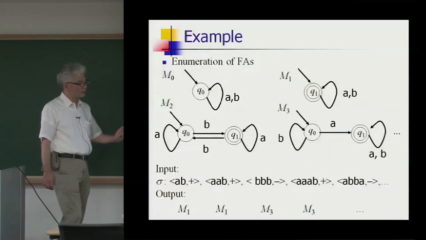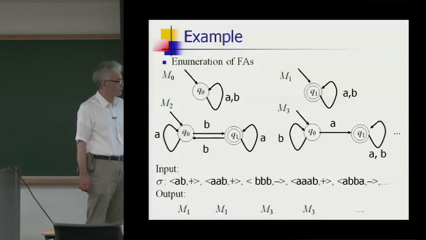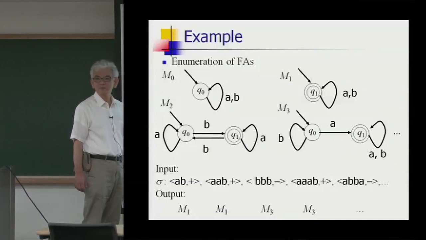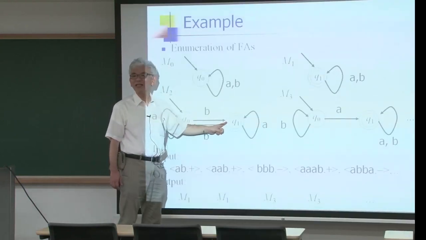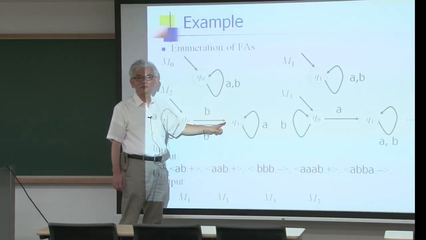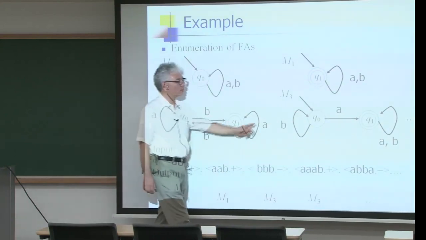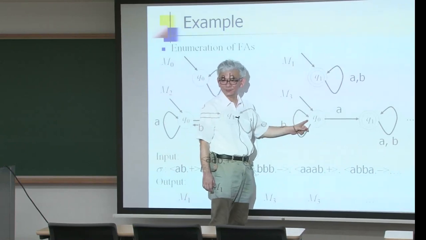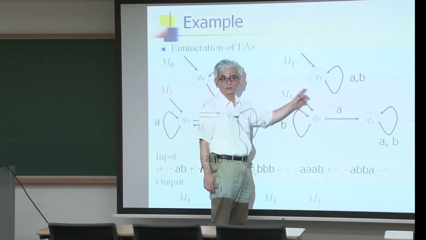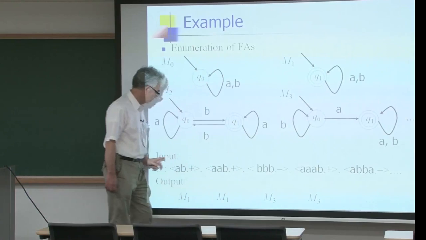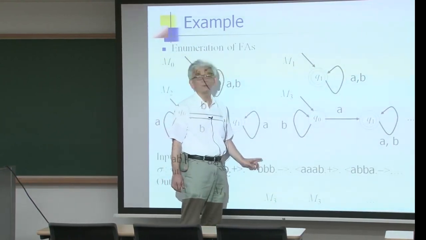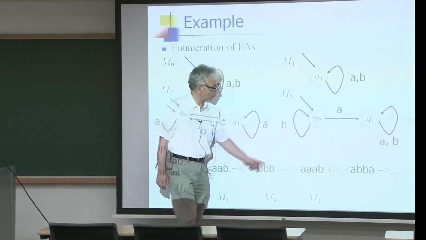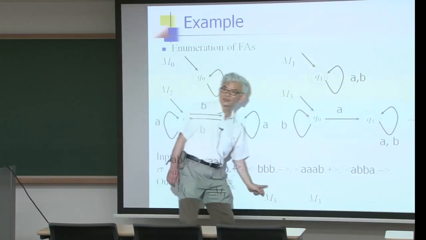However, this is not consistent with this one because BBB is accepted. So this automaton cannot be the candidate. So we go to the next one here. Then this automaton accepts these two strings but rejects this one. So this is the second conjecture here.